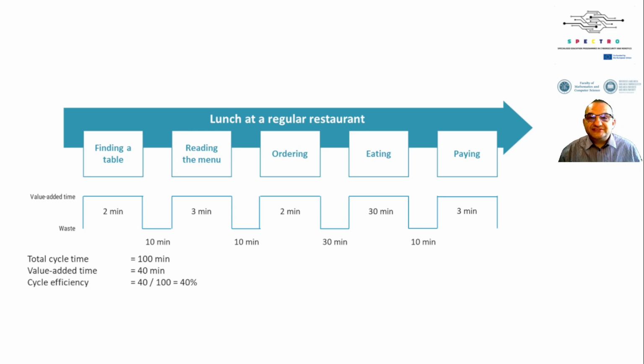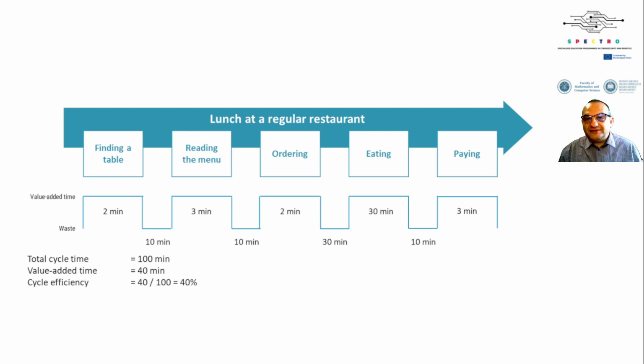Now let's connect this to the principle of eliminate waste in Lean. The goal is to identify areas of waste and reduce or eliminate them to improve efficiency and deliver value faster. For instance, what if the restaurant used a reservation system to eliminate the waiting time for a table? Or what if the ordering process was streamlined with a digital menu that allowed instant orders? By addressing these inefficiencies, the value added time remains the same, but the total cycle time is drastically reduced, leading to a higher cycle efficiency.